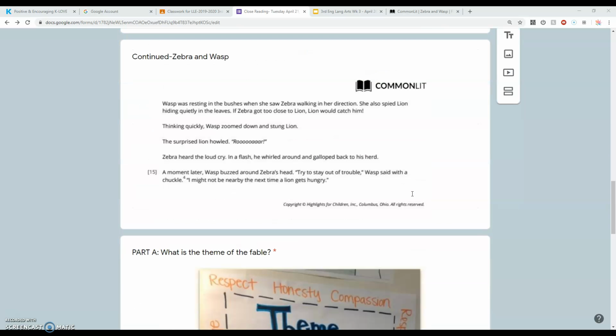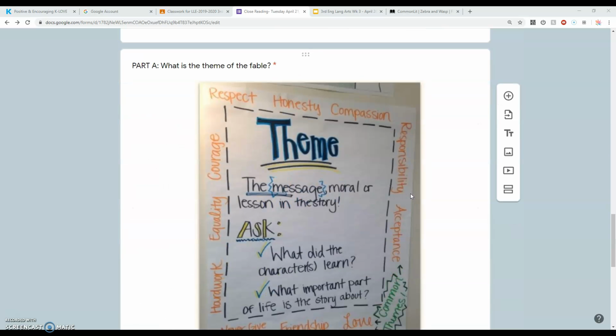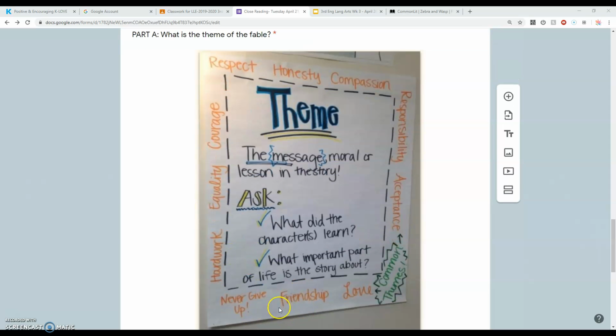Okay, I went ahead and added a chart here to cover theme. We did theme in class, so you all should remember. Remember, theme is the message, moral, or lesson in a story. You're going to ask yourself, what did the characters learn? What important part of life is the story about? And around the anchor chart, there are different examples of theme. Some examples are respect, honesty, compassion, responsibility, acceptance, courage, equality, hard work, never give up, friendship, or love. These are the most common themes.